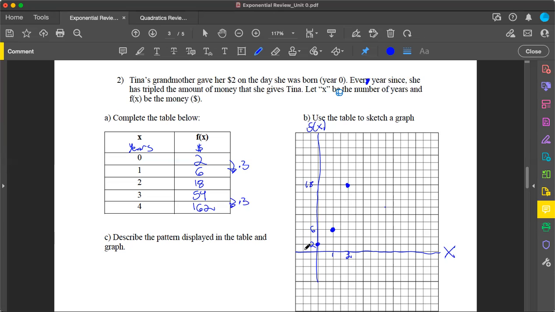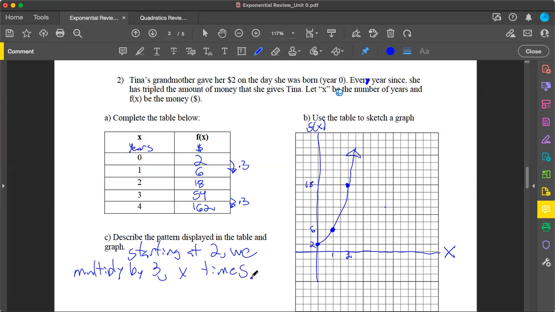And I don't have too much more room for other points, but let's just say that it keeps going like that. How can we describe this? Starting at 2, we multiply by 3 x times. That is an okay way to describe this. It's not bad.